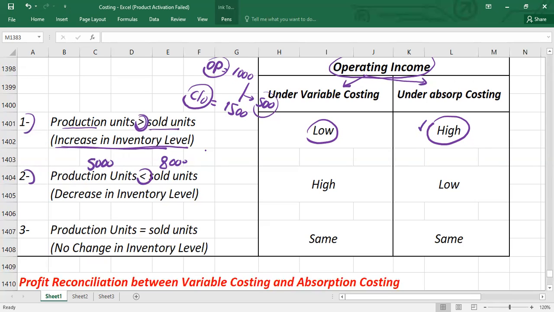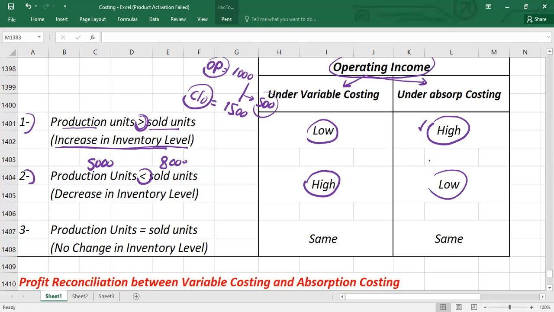Maybe you have some units in opening inventory, and that is why your production is less and units sold are more, because you are selling units from the opening inventory. And in this scenario, guys, what will happen? It's totally opposite to the first scenario. Here operating income under variable costing will be higher and operating income under absorption costing will be lower.